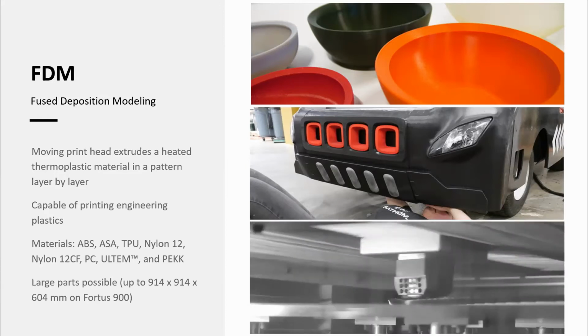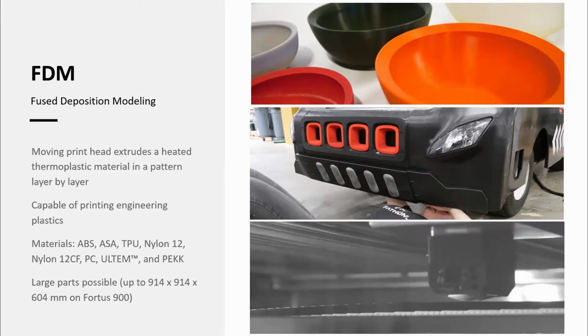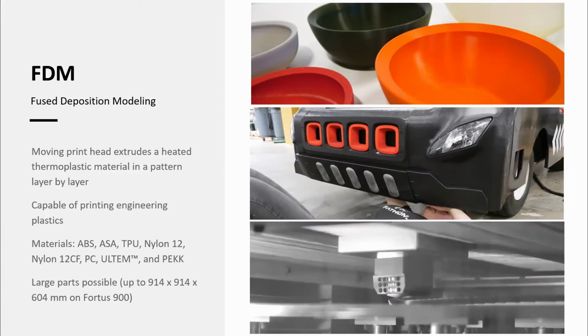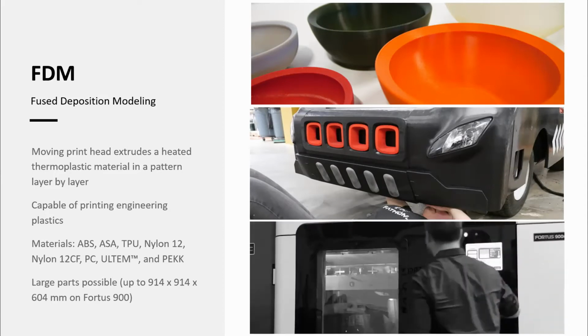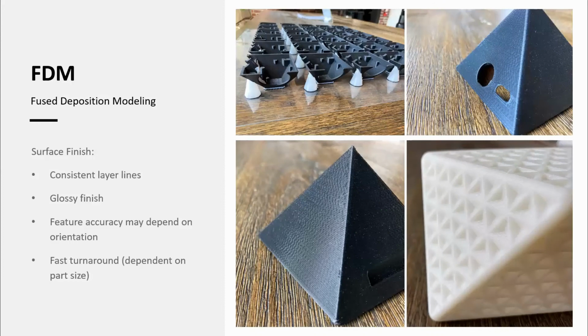FDM is also capable of printing larger parts than a lot of the other technologies, up to about 900 millimeters squared and 600 millimeters deep, which is about 3 feet squared. The surface finish on FDM parts is typically glossy, but has noticeable layer lines.